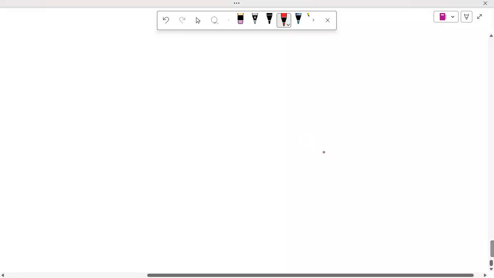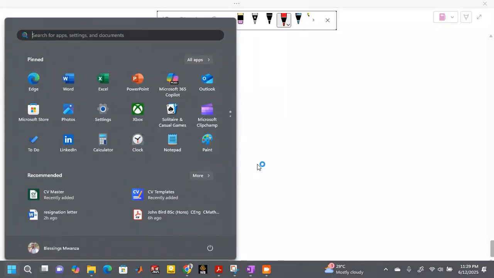Where is the work? I can't seem to find my work. What's happening? This application keeps freezing.